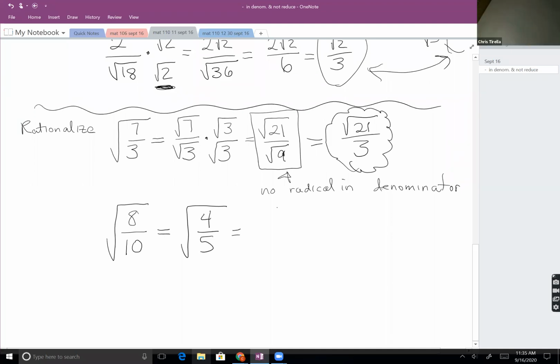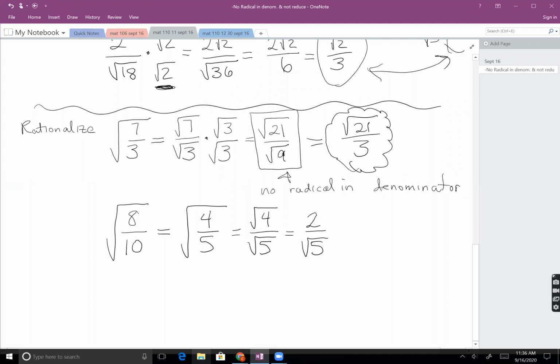And so then when I change that into the square root of 4 over the square root of 5, what else can I do? Get rid of the square root on top. So that would just make it 2 over the square root of 5. Right. Are we done yet? No, because it's the square root in the bottom. So to get that radical out of the denominator, what do we need to do?